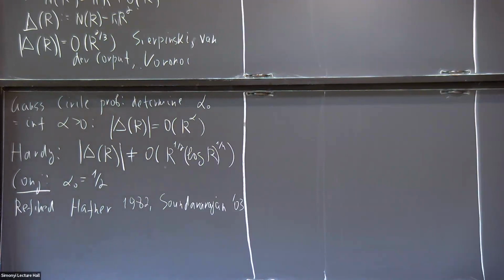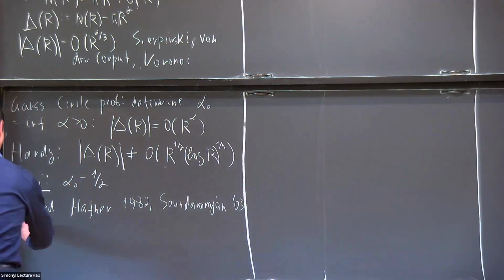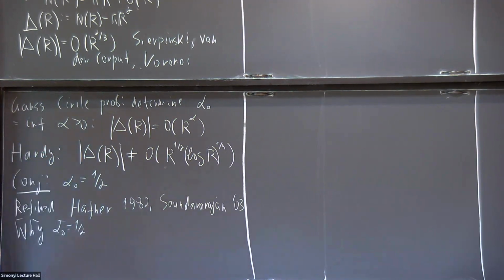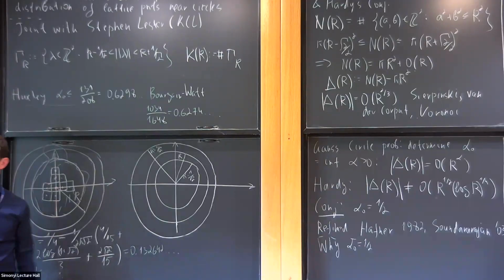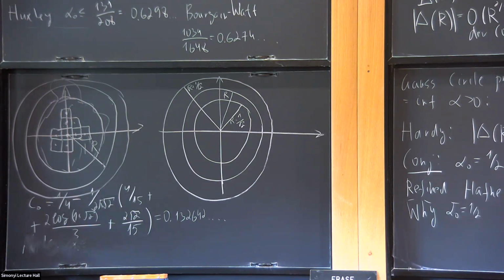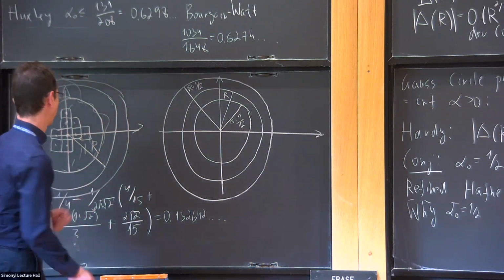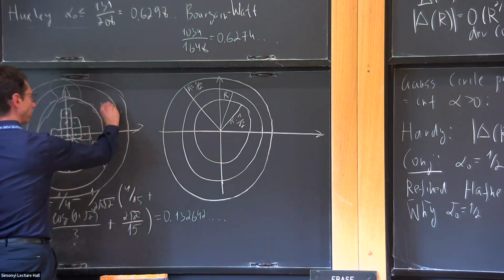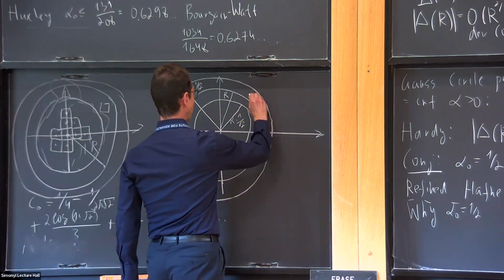So now, why should we believe that alpha naught equals 1/2? Why is this the exponent? If we look at this proof again, those squares that are far away from the boundary are going to be fully contained in the disk. Those squares that are far away from the boundary on the other side are going to contribute nothing. So really it's about those squares that are somewhere on the verge of the boundary. For example, squares like that.